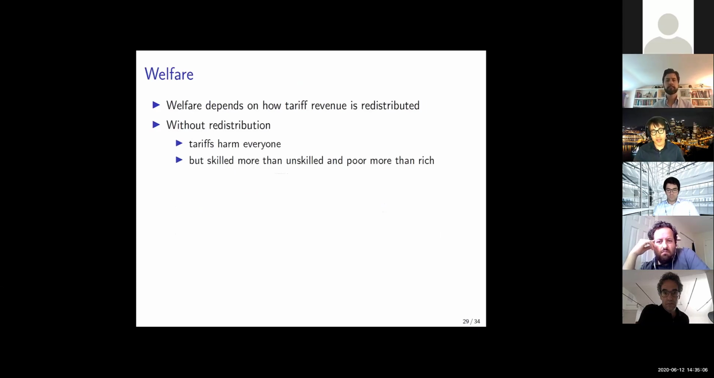So welfare depends a lot, obviously, on how tariff revenue is going to be redistributed. Without redistribution, tariffs harm everyone in the distribution, but the skilled households more than the unskilled, and the poor more than the rich.